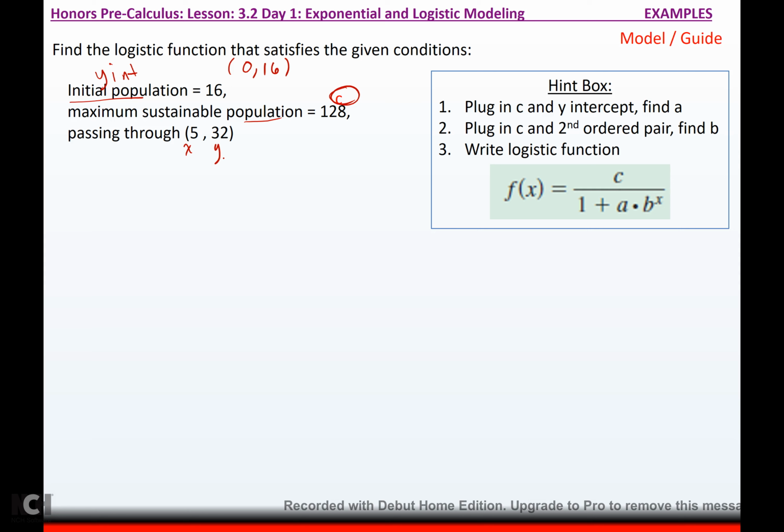So step one says plug in c and the y-intercept to find a. So I'm going to change x to 0, y to 16, and c to 128, over 1 plus a, which I don't know, times b, which I don't know, to the x, which is 5. Okay? So now I have to solve this for a. So I've got to eliminate the fractions. So I'm going to multiply by 1 plus ab to the 5th. Wait a second, what did I do?